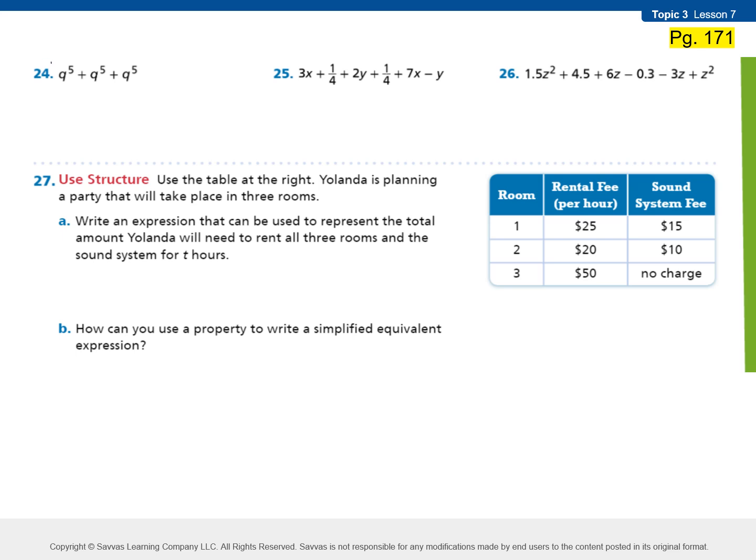Let's look at 24 and 25, and then we'll move on. On 24, remember all my variables have a 1 in front of them. And these are all like terms because they are q to the 5th power. So 1 plus 1 plus 1 is 3 with a q to the 5th power.